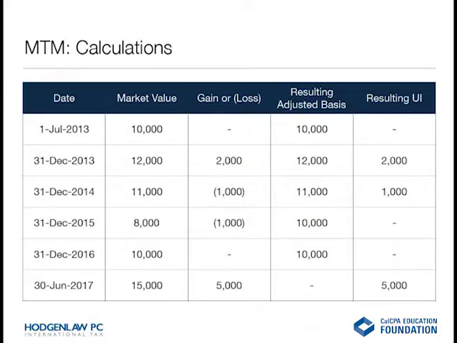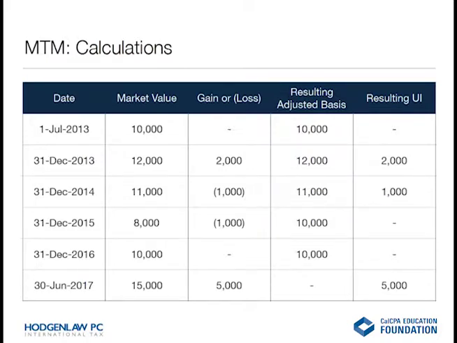Now this slide is sort of your starting point for how you're going to report everything on the 8621s. This one shows whether you have gains or losses, how the basis gets adjusted, and what your unreversed inclusion is going to end up being. And we'll cover this over a series of slides where we look at each year. So you might want to take this slide, either print it out, pull it out of your printout package, or somehow set it off to the side so that you can continue to refer back to it.